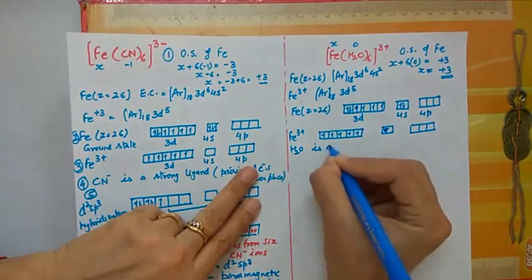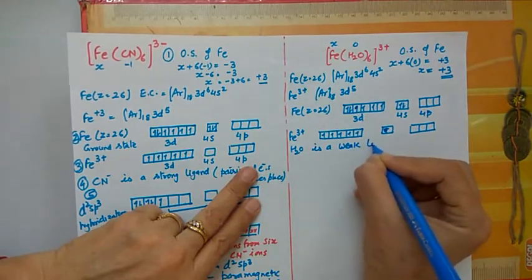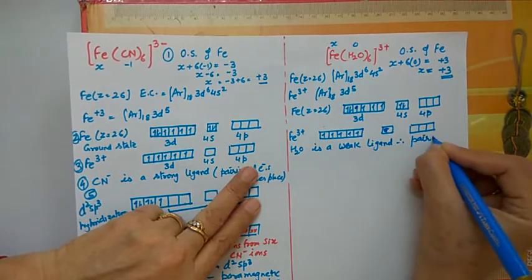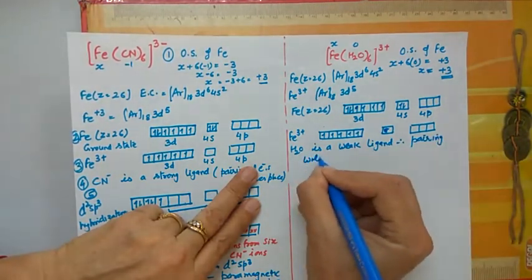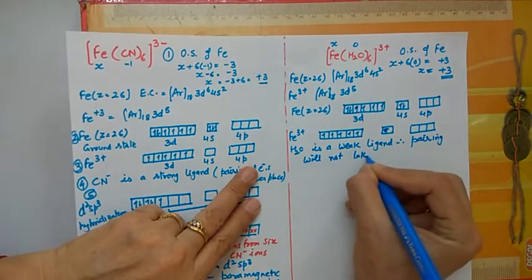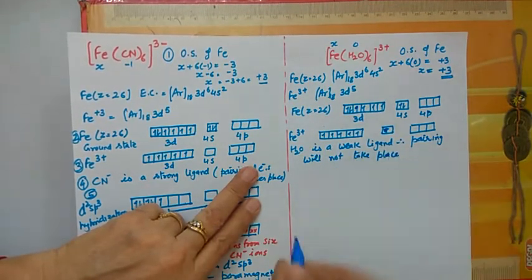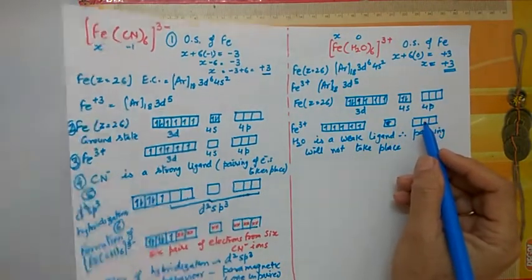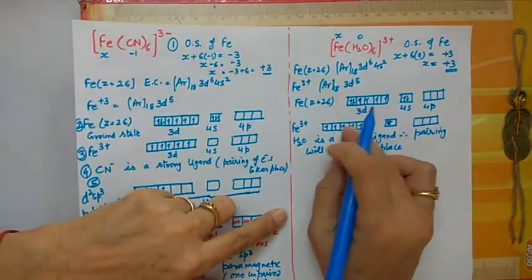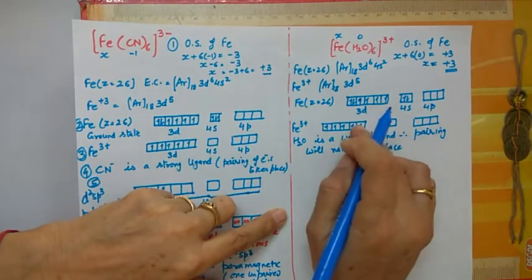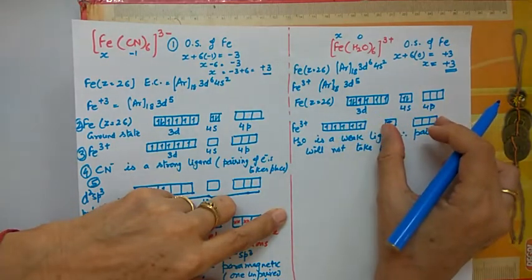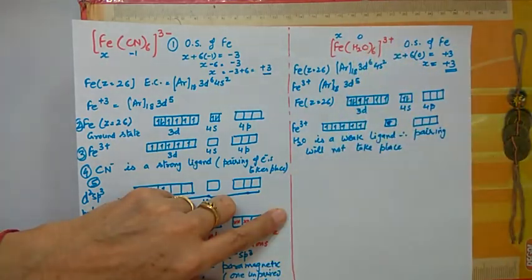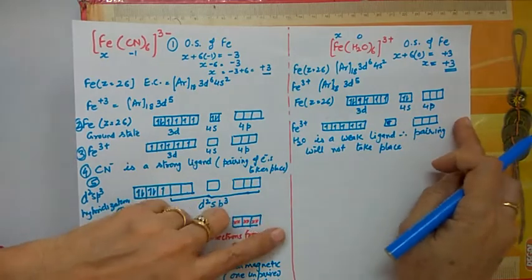Now H2O is a weak ligand, therefore pairing will not take place. But here only 4 orbitals are empty. Then what to do? As pairing is not taking place, they are not leaving their orbitals. We have only 4 orbitals empty and we require 6. We have 6 ligands, 6 bonds have to form. In that case, iron uses its outer orbitals.